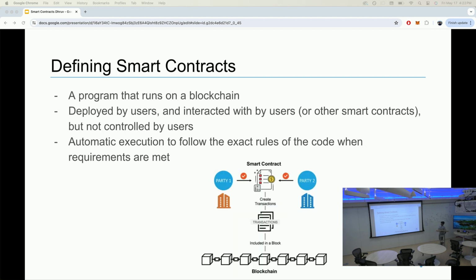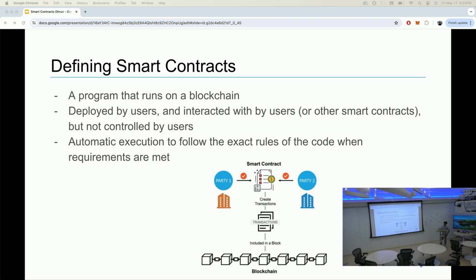So okay, now we have the definition of smart contracts laid out. A smart contract is like a program that runs on a blockchain. It's deployed by users, and users can interact with them. Other smart contracts can also interact with smart contracts. But smart contracts aren't controlled by users. Once you have it deployed to the blockchain, you can interact with it, but you can't take it down or really change it once it's deployed.